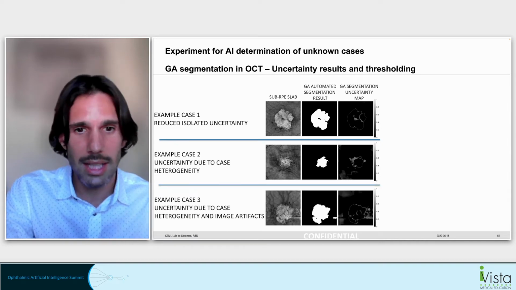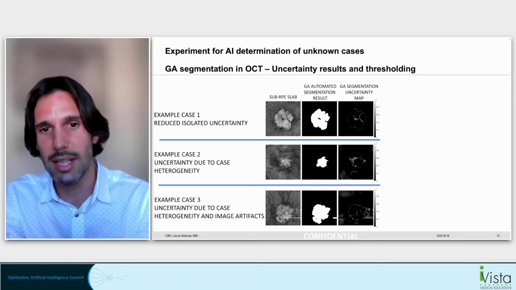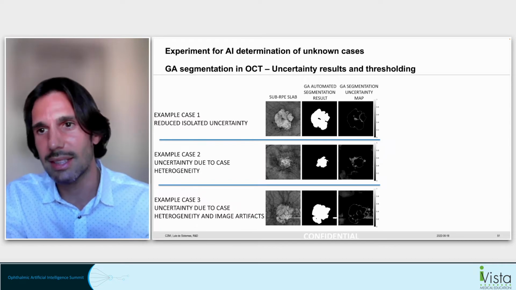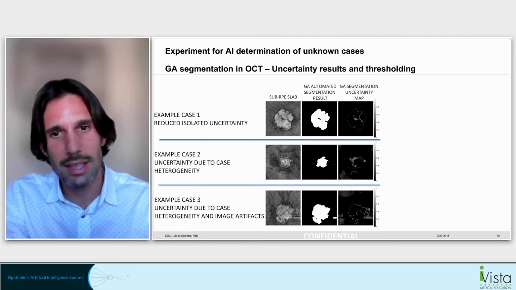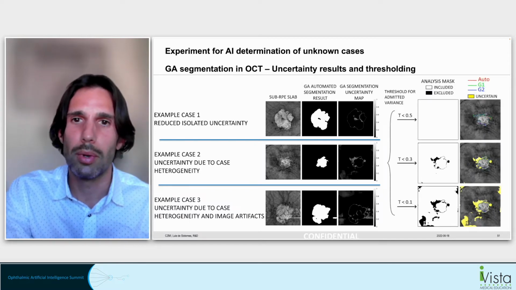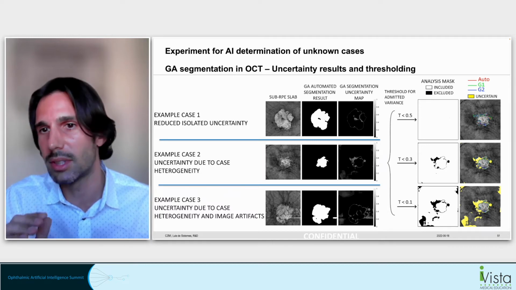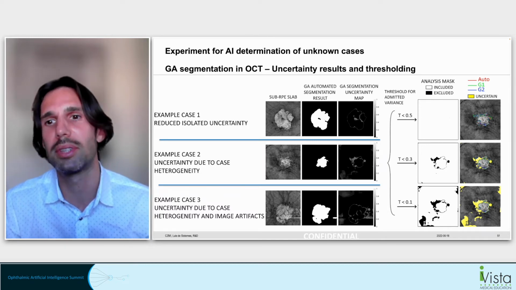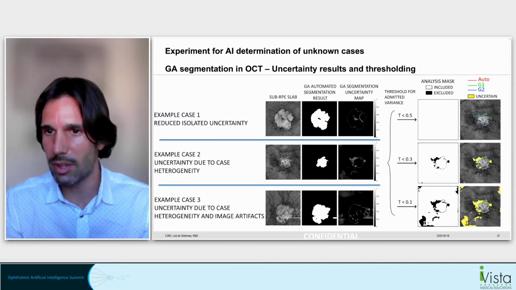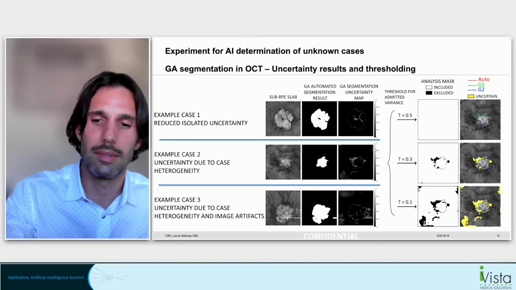Then we have another case that has some areas of heterogeneity and some image artifacts, that straight line you see in the bottom half of the image. Again, the model is telling us, I don't know what's happening here, this area, I'm not sure. It can be deemed as uncertain. We can use these uncertainty maps to threshold where the model is absolutely correct and where the model has difficulties, and we can set different thresholds for what we consider the model to be certain or uncertain.